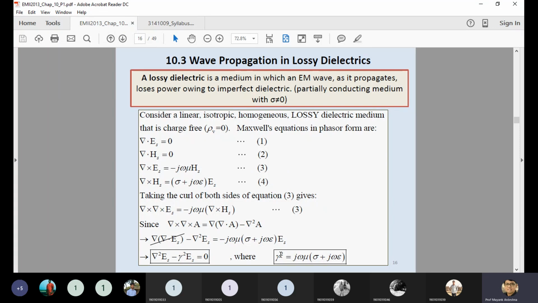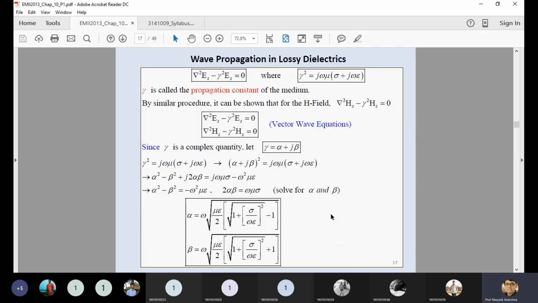It indicates that whenever any wave moves in any medium, it will be affected by the medium, either in terms of the amplitude or in terms of the phase. Clear? So these two phenomena are represented by this gamma square, where gamma is called the propagation constant. We elaborate this in terms of gamma, which is equal to alpha plus j beta. So this equation, del square E is equal to gamma square E, is called the Helmholtz equation.